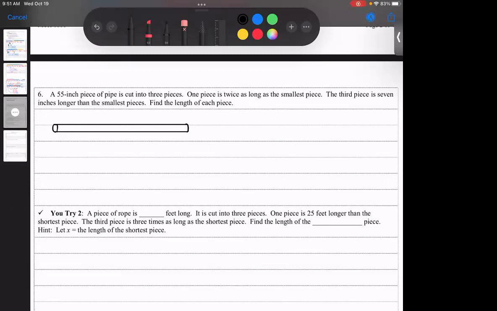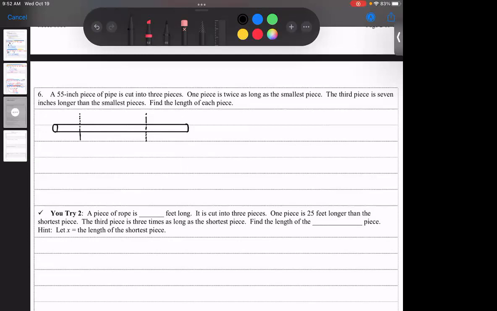I'm going to do it like that, okay? Somebody can make the first piece longer than the second. Doesn't matter, as long as you randomly cut into three pieces. One piece is twice as long as the smallest piece. The third piece is 7 inches longer than the smallest piece. So everything seems focused on the smallest piece, right? It depends on the smallest piece. So I'm going to call x the smallest piece.